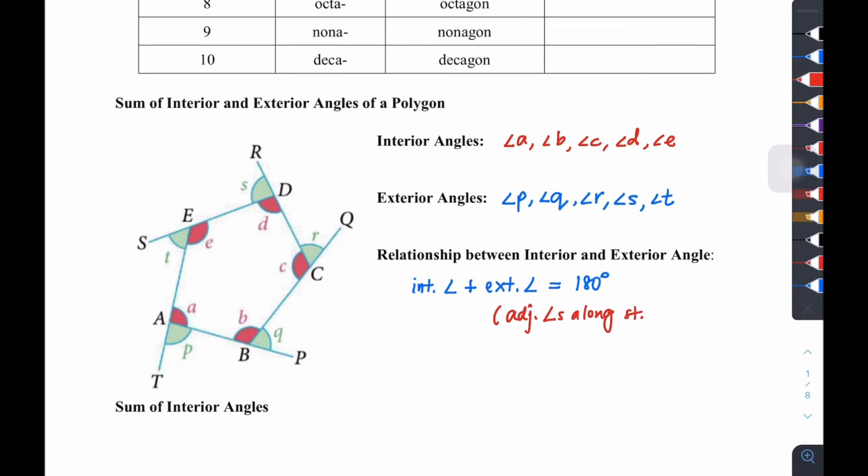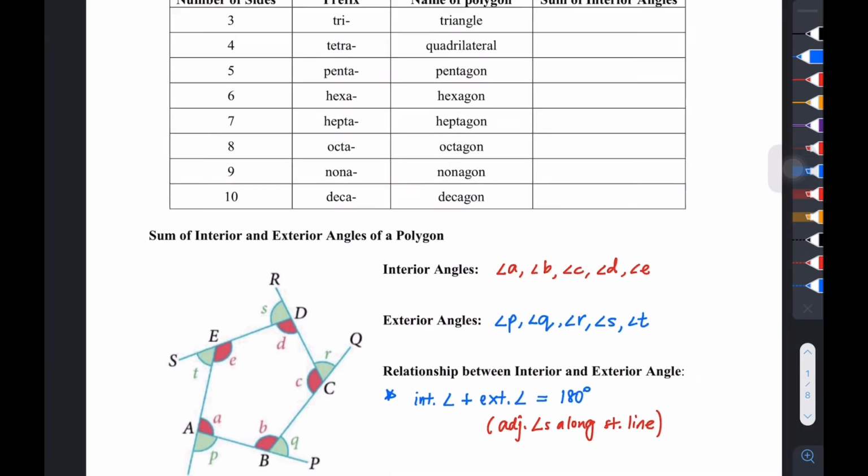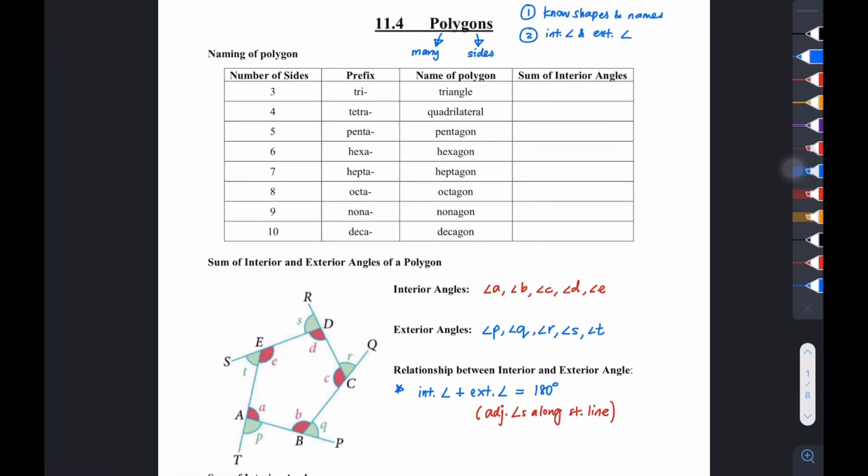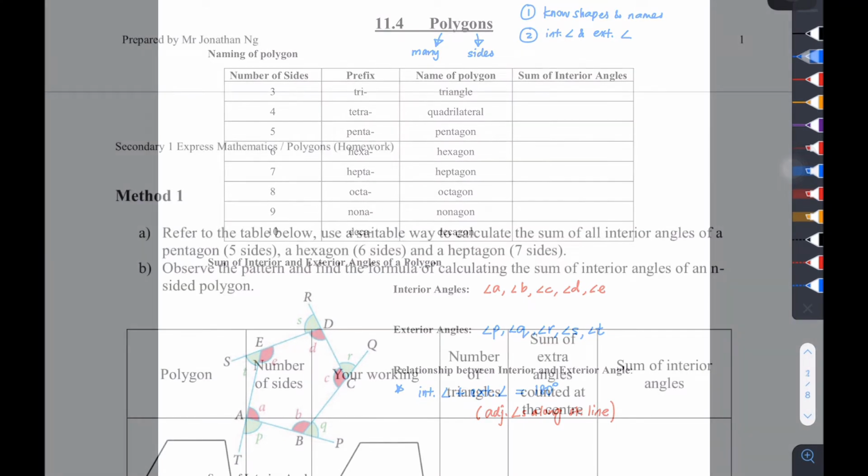Alright, there's no need for us to quote this all the time. Or maybe you may need to quote this sometimes, depending on the question, but they add up to 180 degrees. So this is one important fact that you need to know first. And in the next video, we're going to use this to solve other problems. In this video, we want to look at the interior angles of the different shapes.